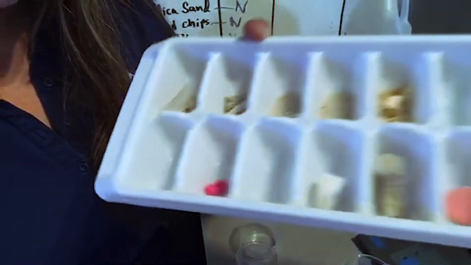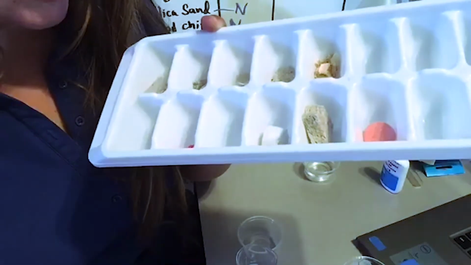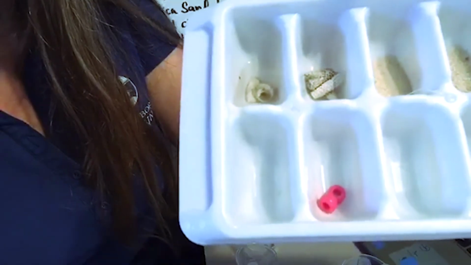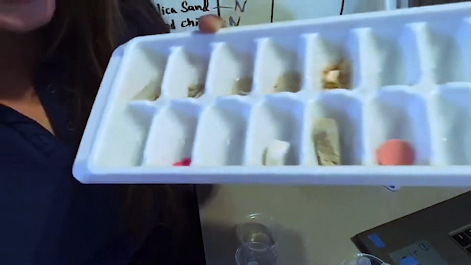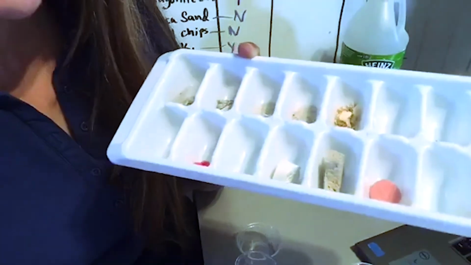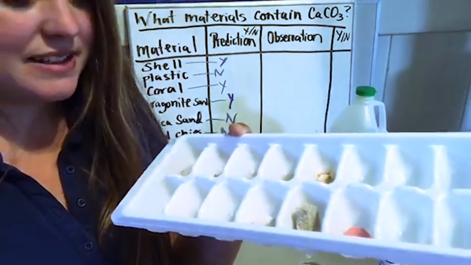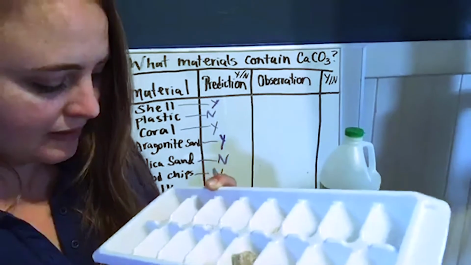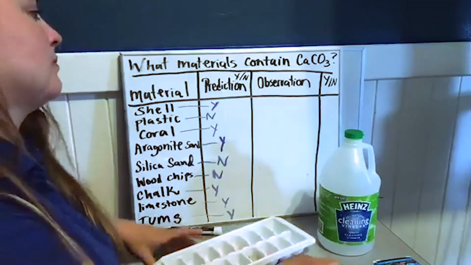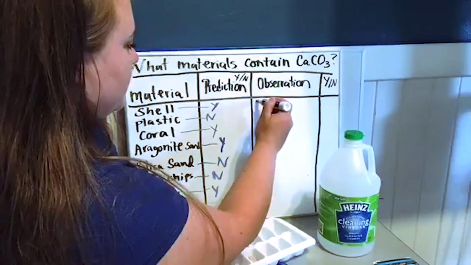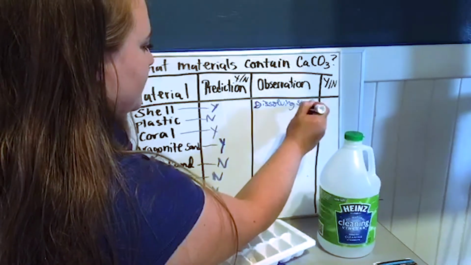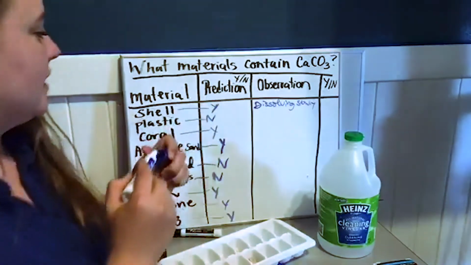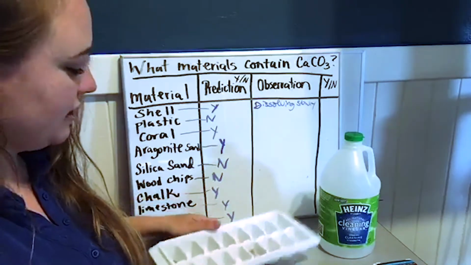happening. So yeah, and if I look closer, what I think my camera can't really capture is that there is indeed a little lining of bubbles all along these shells here. So while they're not dissolving very quickly, there are some signs of dissolution here. So we can definitely mark maybe dissolving slowly as our observation for the shells.